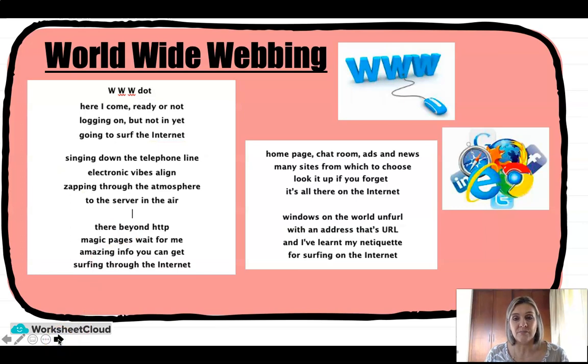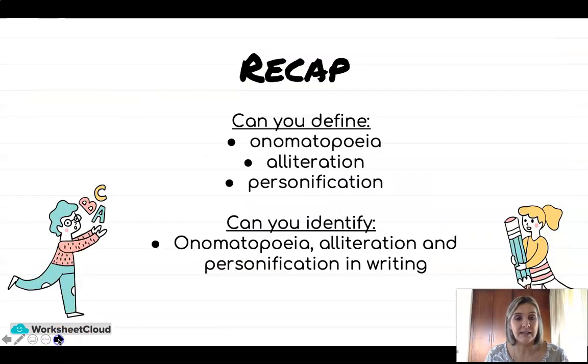Right, so there's just the poem without anything underlined. And then we've come to the end. So can you define what onomatopoeia, alliteration, and personification is? So onomatopoeia, it's a sound device, a figurative language device. So the word sounds like it is written. So meow, bam, crash, snap.